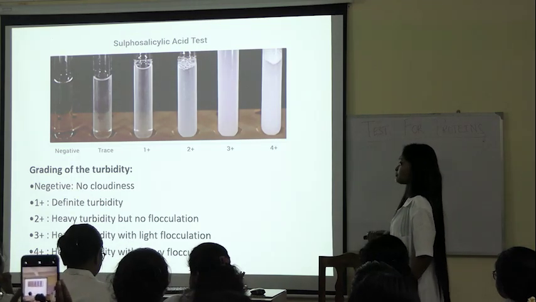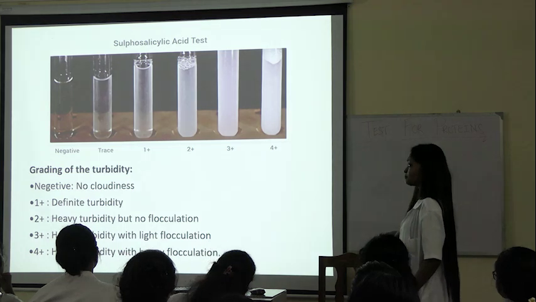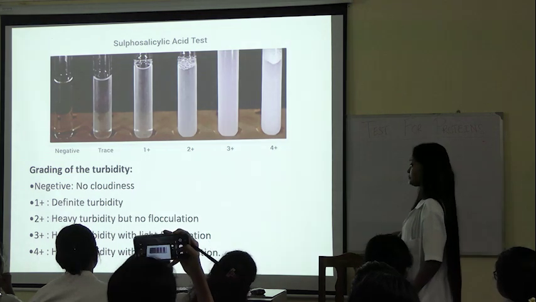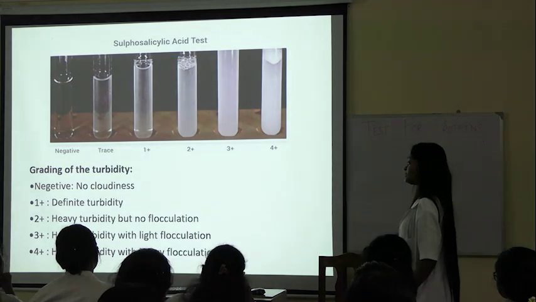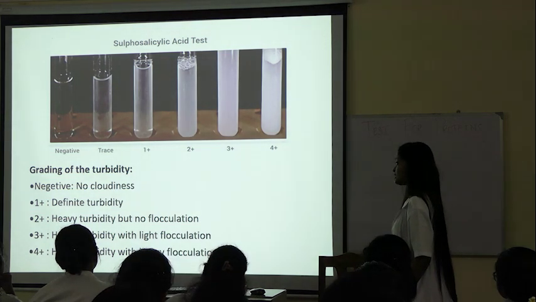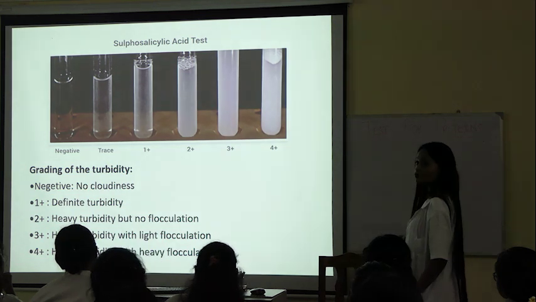If definite turbidity appears, this is 1 plus, and if there is heavy turbidity but no flocculation, this is 2 plus. If heavy turbidity with light flocculation, this is 3 plus, and heavy turbidity with heavy flocculation is 4 plus.